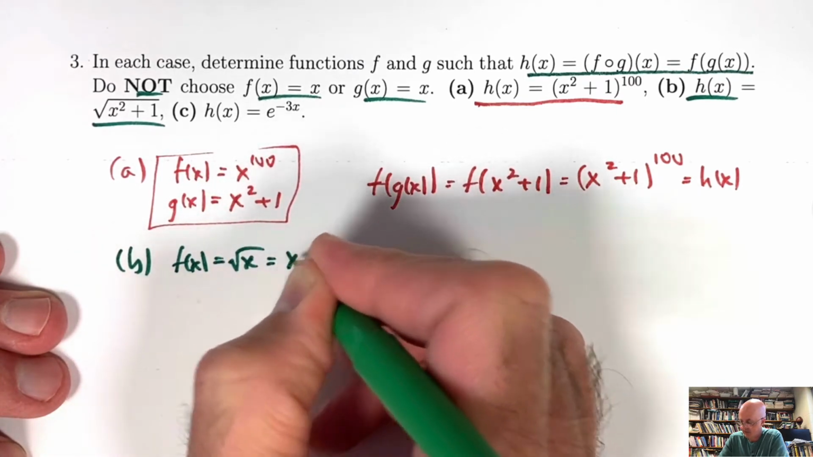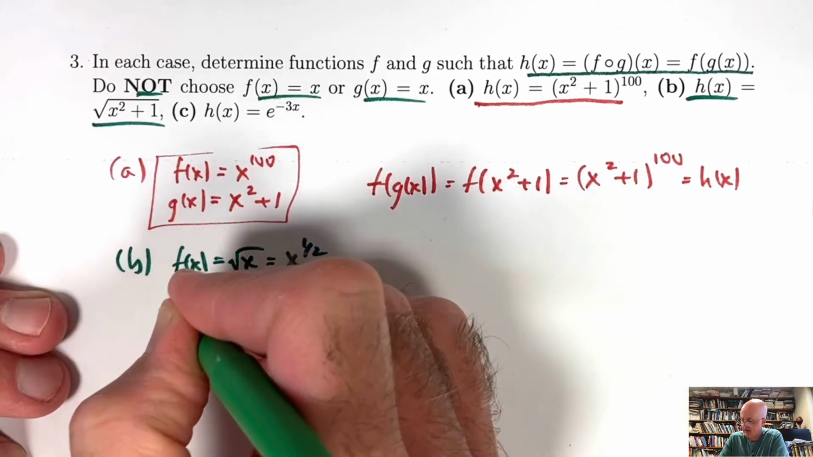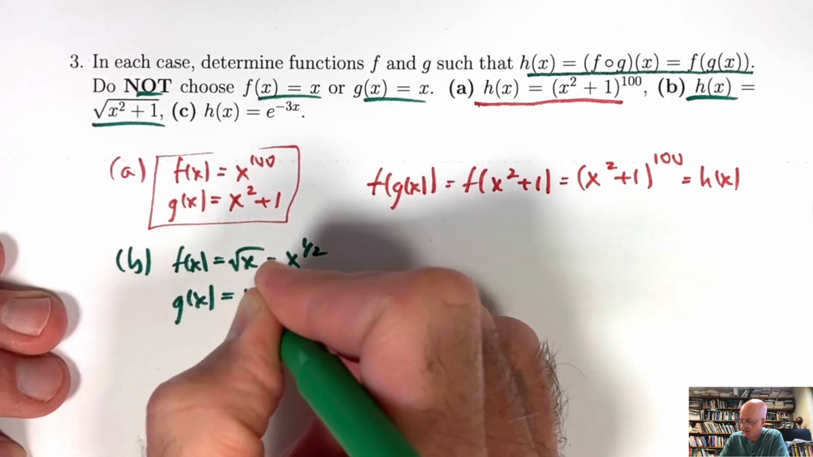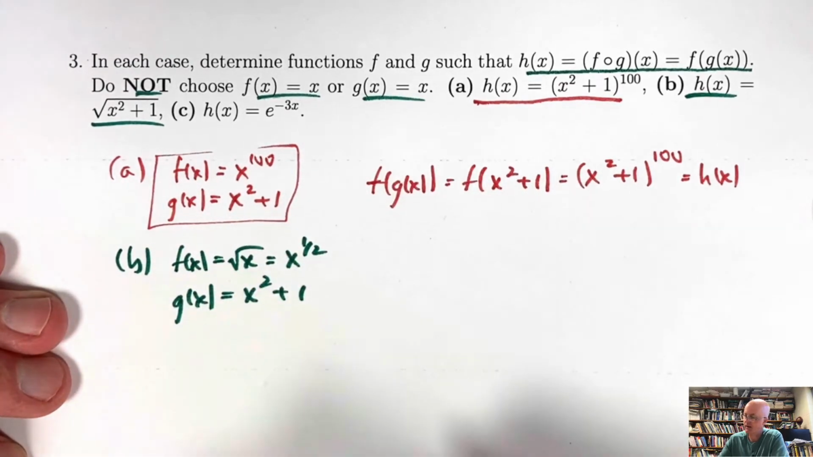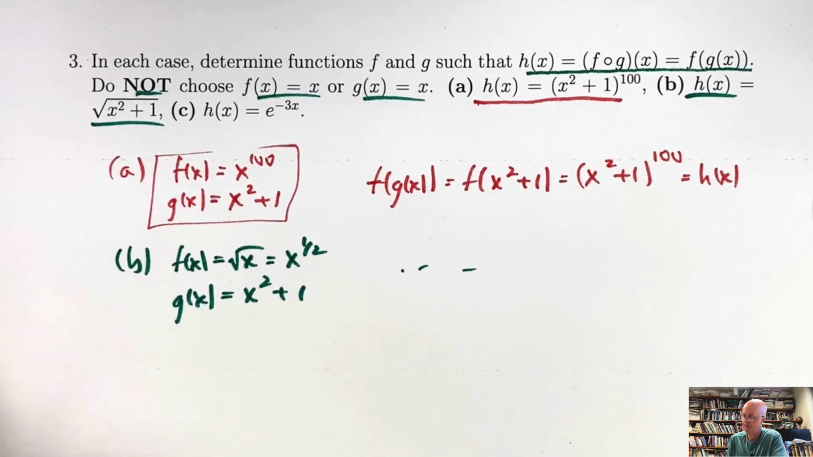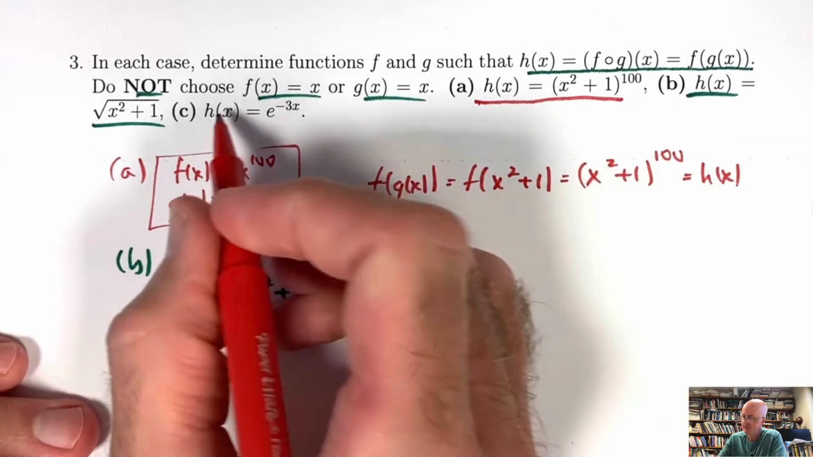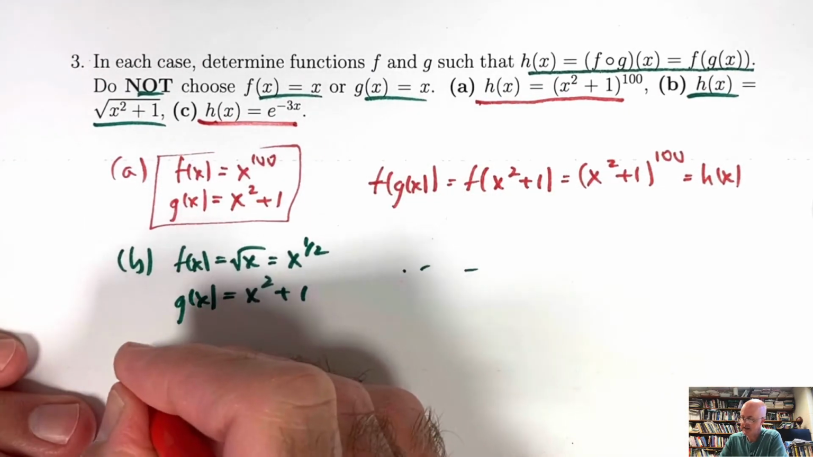Or x to the 1/2 if you prefer. Inner function is still the same, x squared plus 1. Okay, and I'll let you check that. Part C, h of x equals e to the negative 3x power.